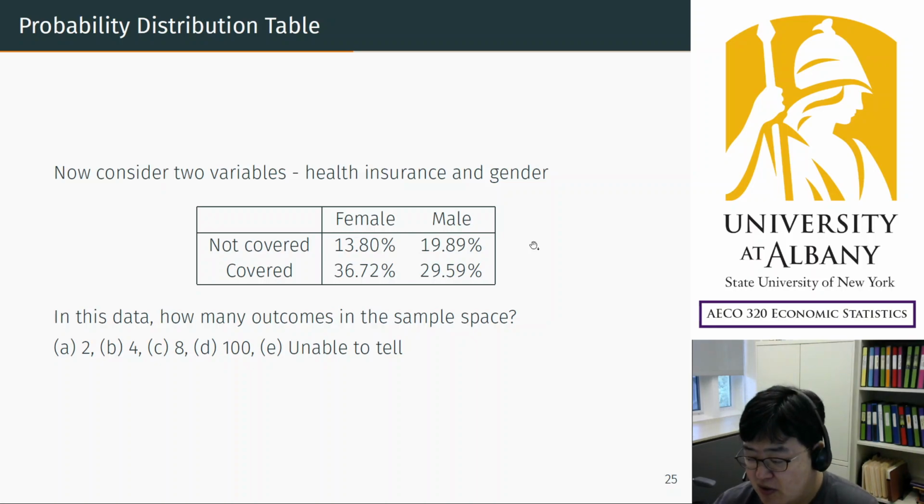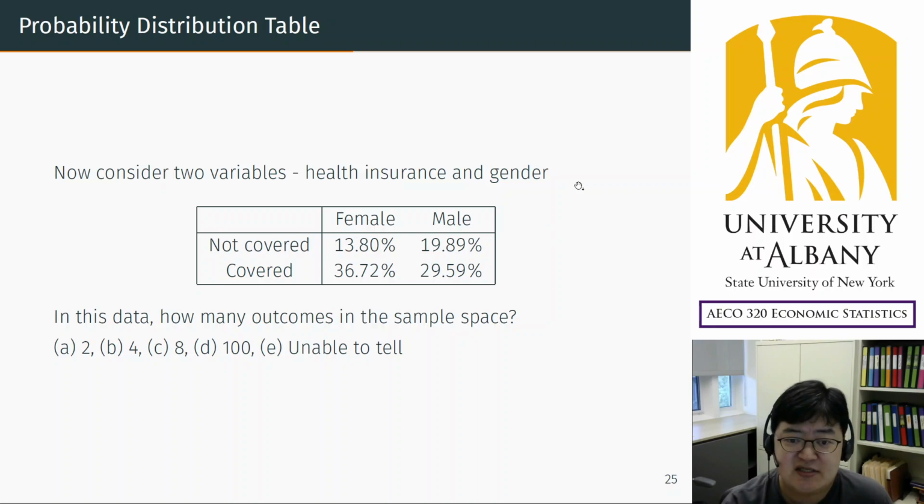Then let me ask you this question. In this data, how many outcomes are there in the sample space? Or how many outcomes are possible? Think about that. As I said, you may stop the video and think about this problem. You may go back to previous slides to see the definition of the sample space. It's up to you. Okay, the answer to this question is 4.